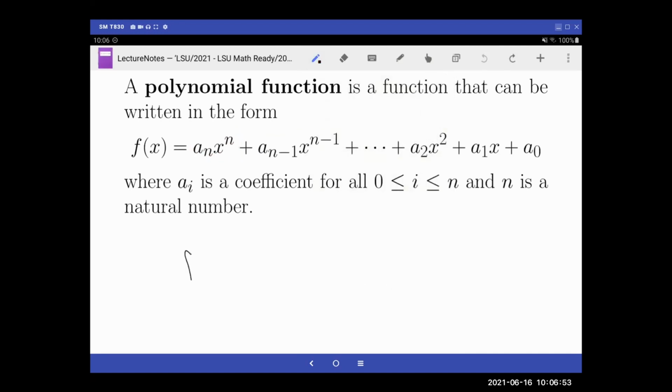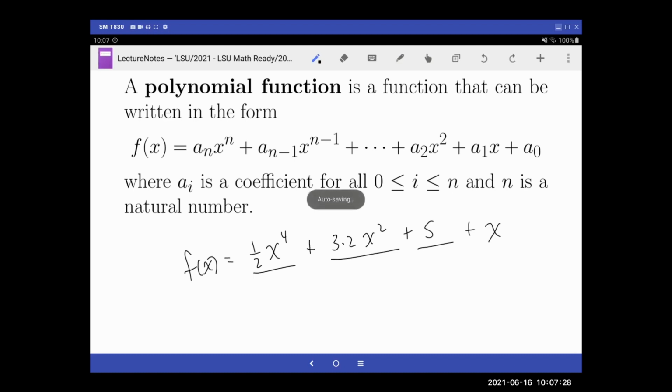You can have something like f of x equals a coefficient of 1/2 x to the 4th power, that could be a term, plus 3.2 x to the 2nd power plus 5, right? That could be a polynomial here. You have distinct terms, you have exponents that are all natural numbers, positive whole numbers, and you have coefficients on them, right? By the way, if there is no coefficient, of course, you know this by now, that's an understood 1 in the front there. Okay, so understood coefficient of 1. All right, so this is just an example of a polynomial function.